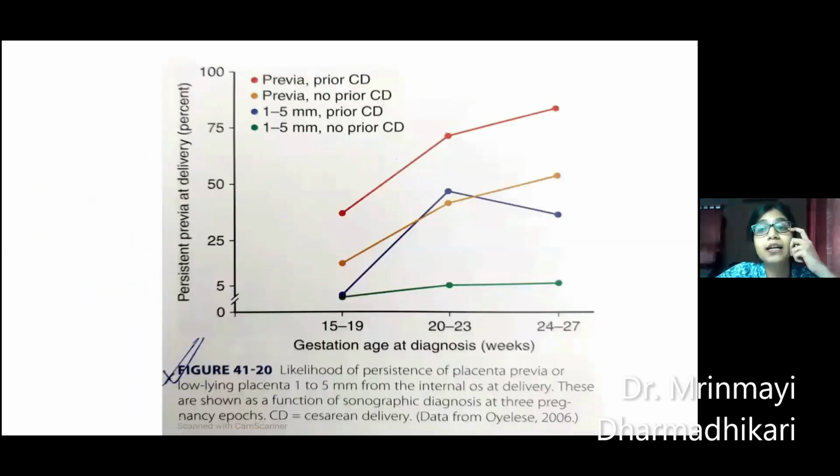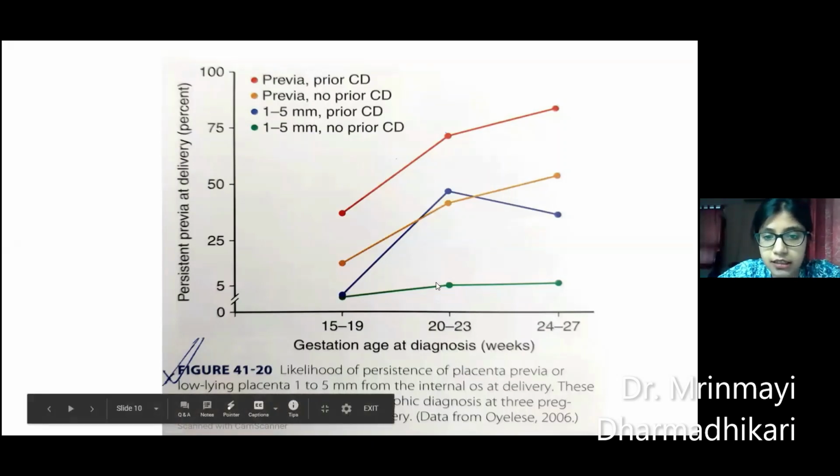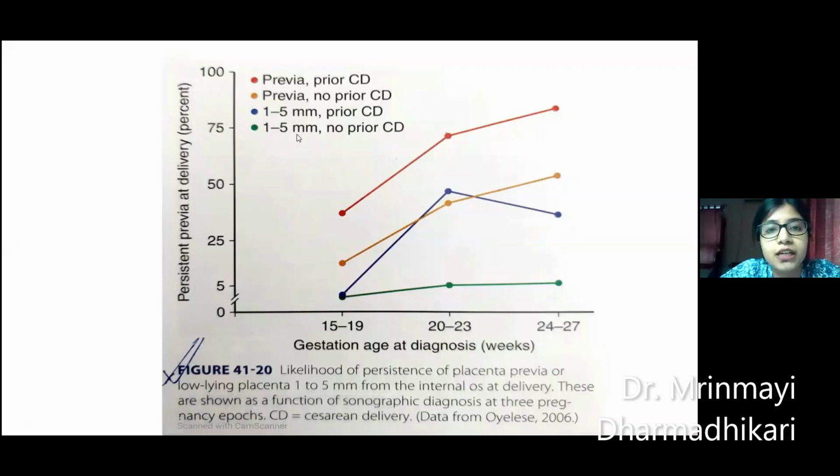Okay, to make you understand this, this is an adaptation from Williams Obstetrics, the 25th edition. This graph on the x-axis shows you gestational age, and on the y-axis we have persistent placenta previa at delivery. If you take a look at the green curve, it denotes placental distance from the internal os of 1 to 5 millimeters and no previous history of cesarean delivery.